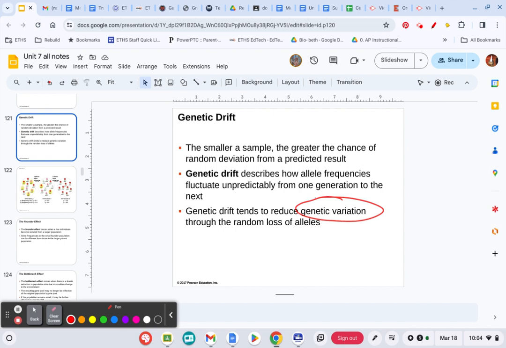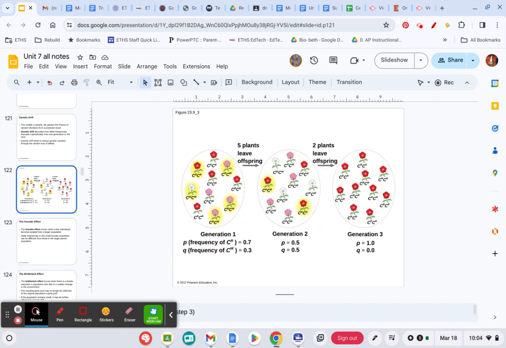And we talked about flowers on Friday. We'll go back to that example here, where I've got 3 different colors of flowers: red, pink, and white. But you can see it's a small generation. There's only 5 plants here leaving behind offspring. And in the first generation, there's only one white flower. But just by random chance, in the second population, the white one was actually pretty successful.